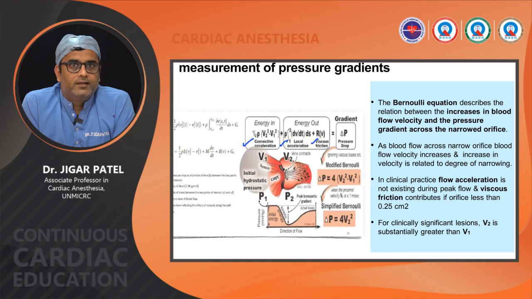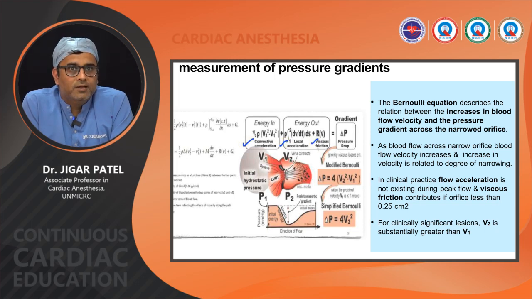Now after getting this valve area measurement, we can measure pressure gradient across a stenotic valve or regurgitant lesion by applying Doppler data with use of the Bernoulli equation. The Bernoulli equation describes the relationship between the increase in blood flow velocity and pressure gradient across a narrow orifice. As blood flows across a narrow orifice, blood flow velocity increases, and this increase in velocity is related to the degree of narrowing.